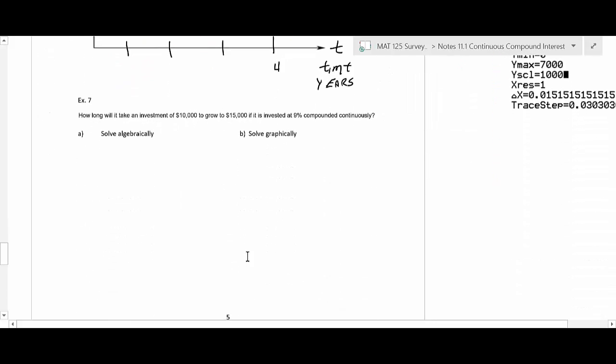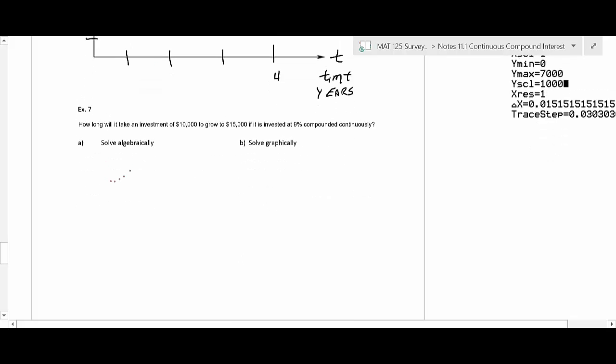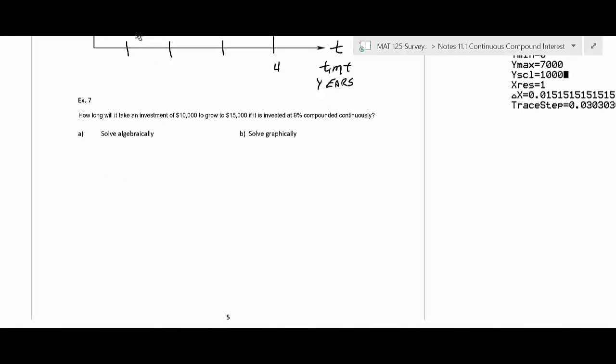Okay. Now I want to finish up with two other things here, and this is just doing the problem indirectly. This requires some algebra skill. I'm going to show you how to do this with technology and with algebra. So this problem says, how long will it take an investment of $10,000 to grow to $15,000 if it's invested at 9% compounded continuously? Okay, so this time, anytime that you're dealing with continuous, what formula do you write down?